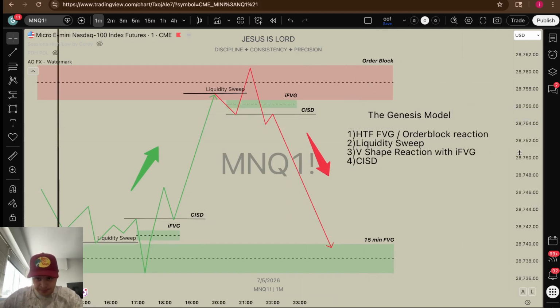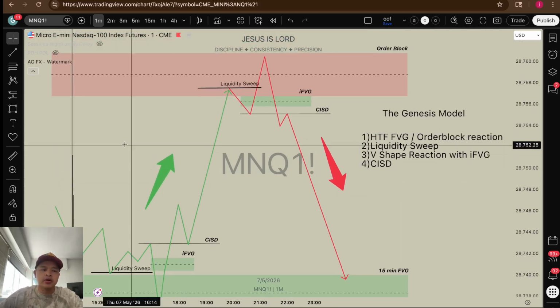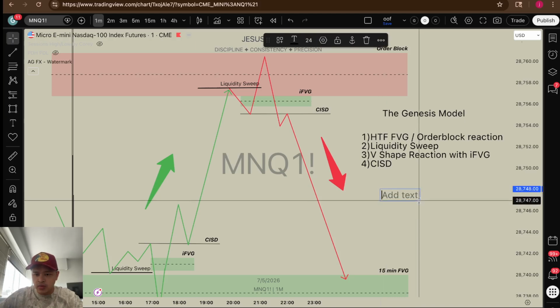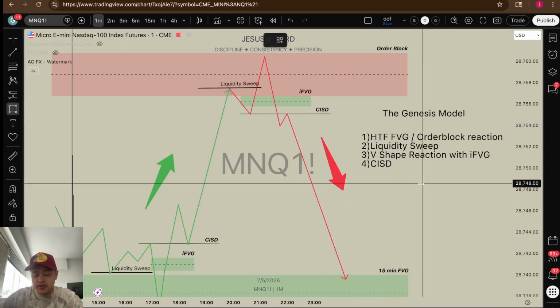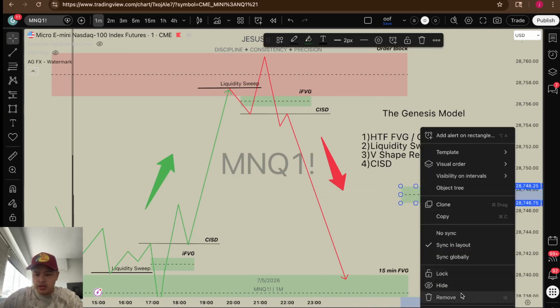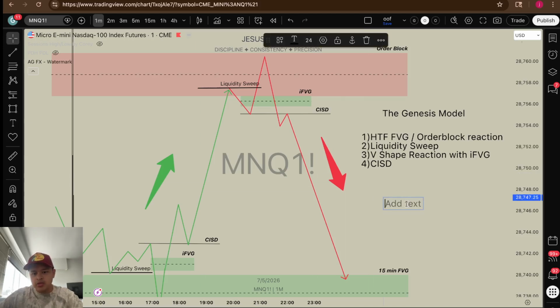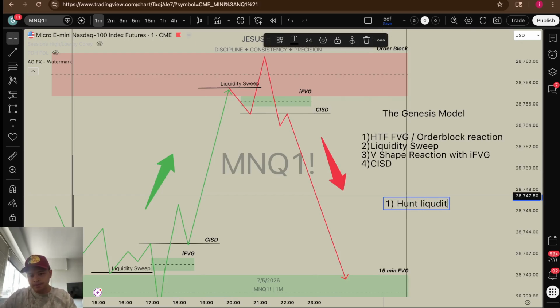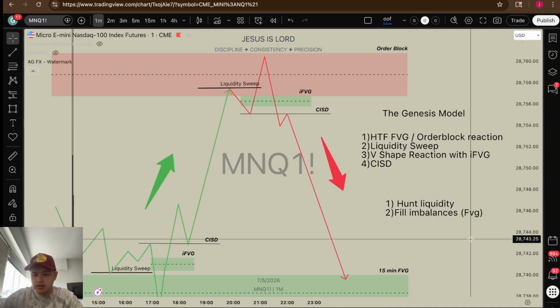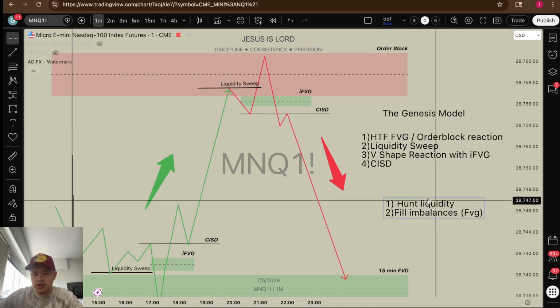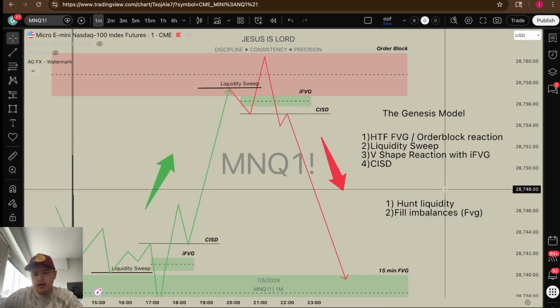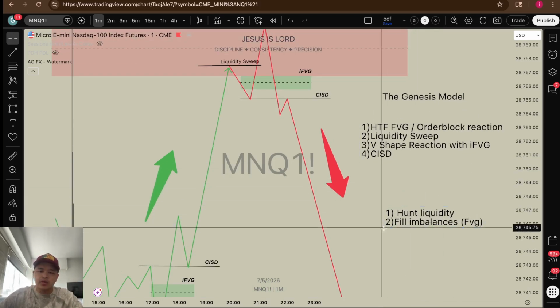The Genesis model. Always remember the 4 reasons why a market moves. But the most important ones, based on our model, are, one, the market wants to hunt liquidity, and two, fill imbalances or fair value gaps. These are what we're going to focus on. That is the market's goal.